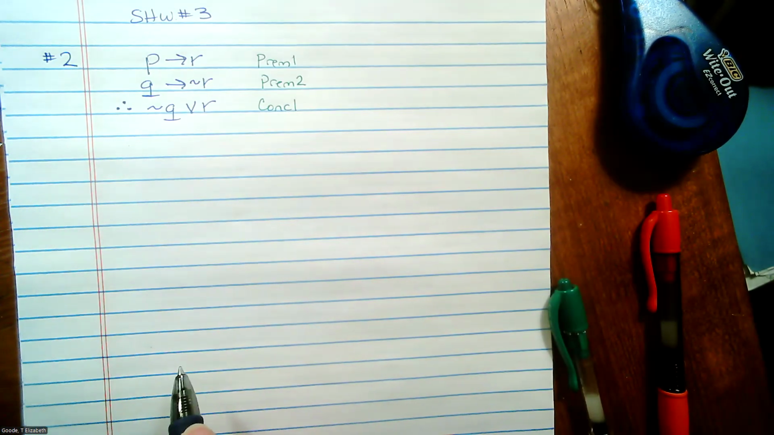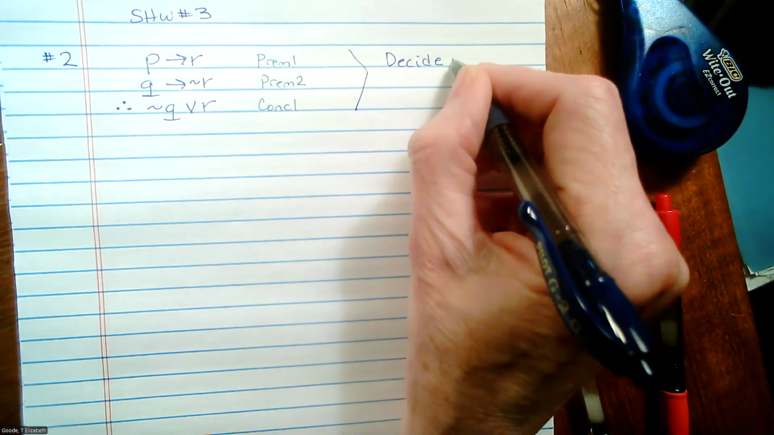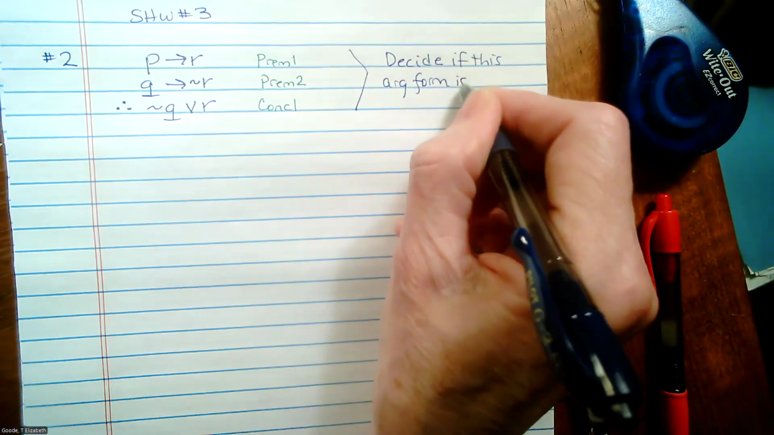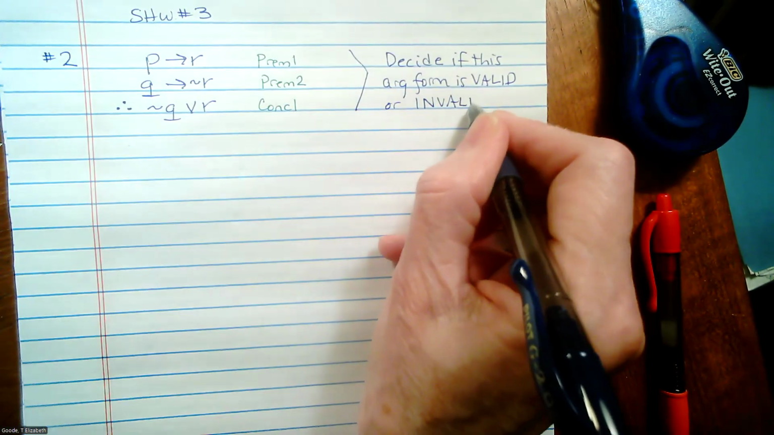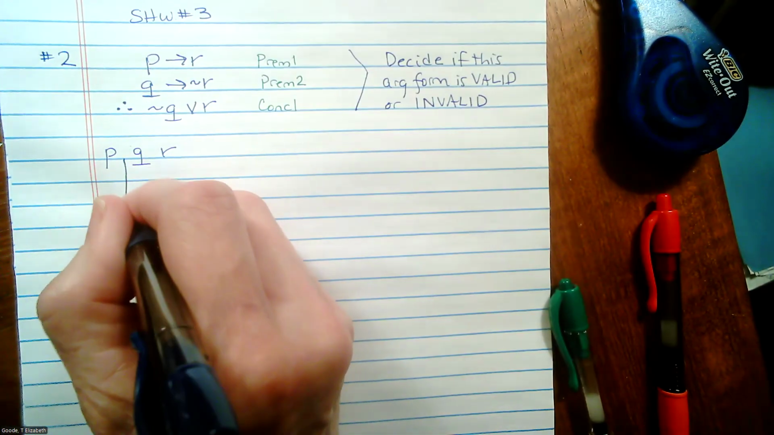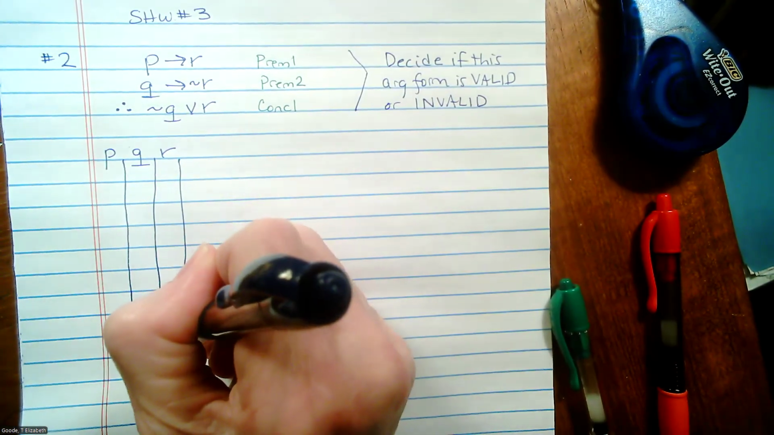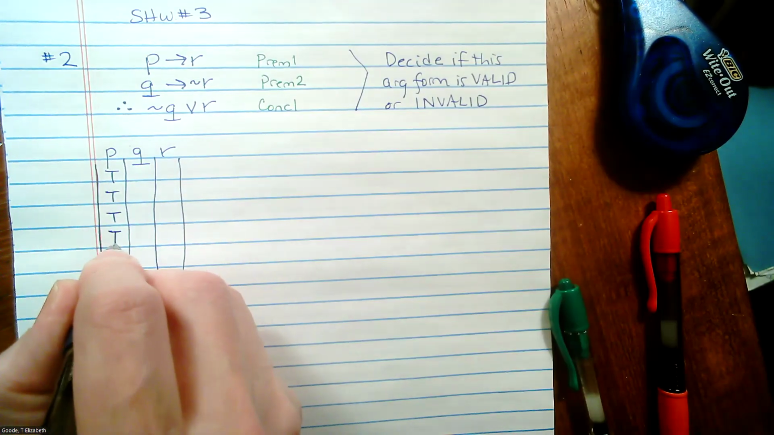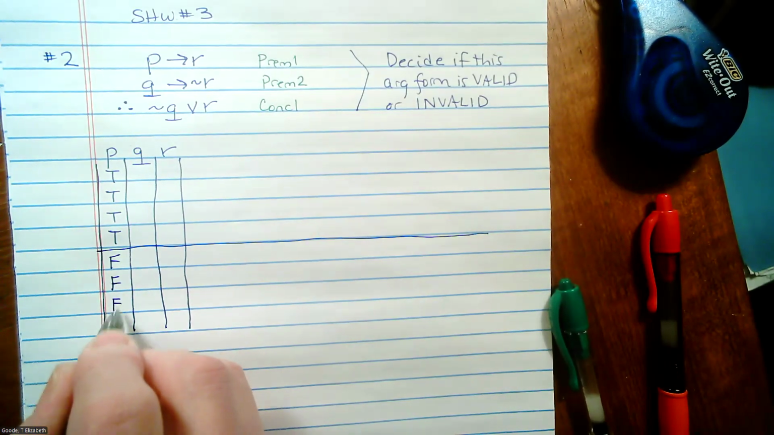All right, so here we go. How many rows are we going to need in our truth table? Sorry, 8, if this argument form is valid or invalid. And it is 8 because we have 3 variables, right? We'll put them in alphabetical order: P, Q, R. So under P, we're going to put true, true, true, true, 4 truths, and then false, false, false, false.